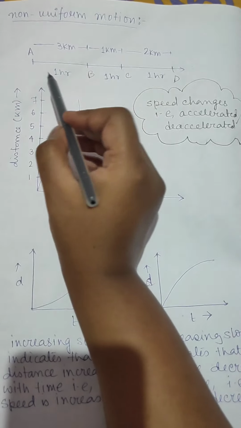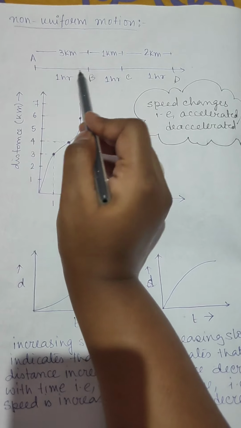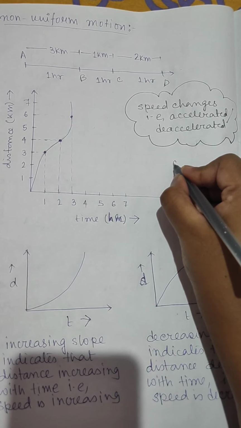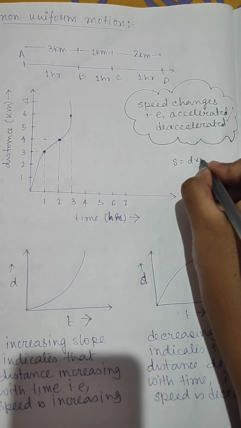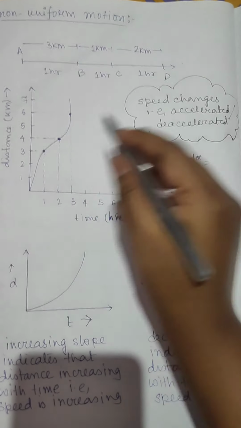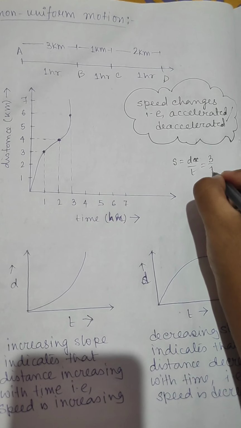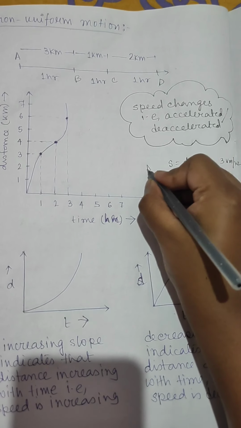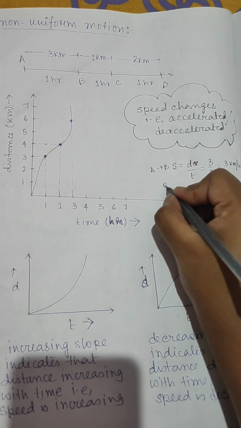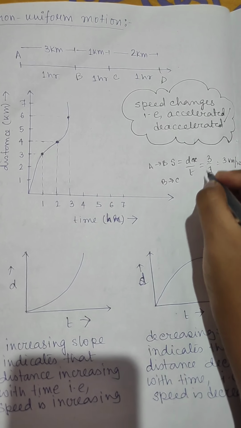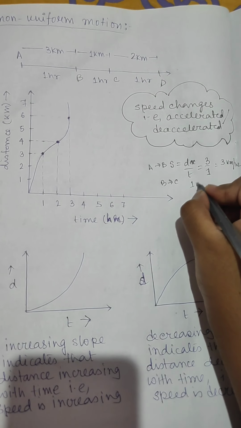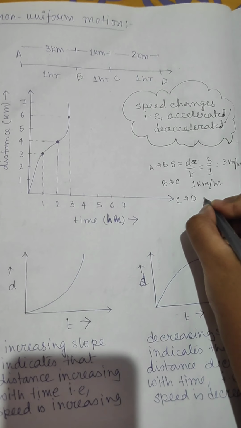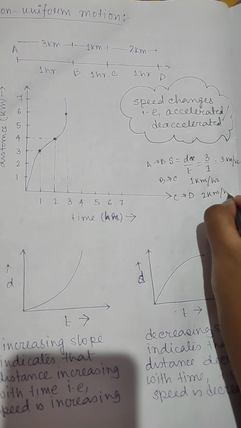Now let's find the speed when the body travels from point A to point B. The formula for speed is distance divided by time. In this case distance is 3 kilometers, time is 1 hour. That means 3 kilometers per hour from point A to B. From point B to C, if you calculate it like this, the speed will come to 1 kilometer per hour. And from point C to D, the speed will come to 2 kilometers per hour.